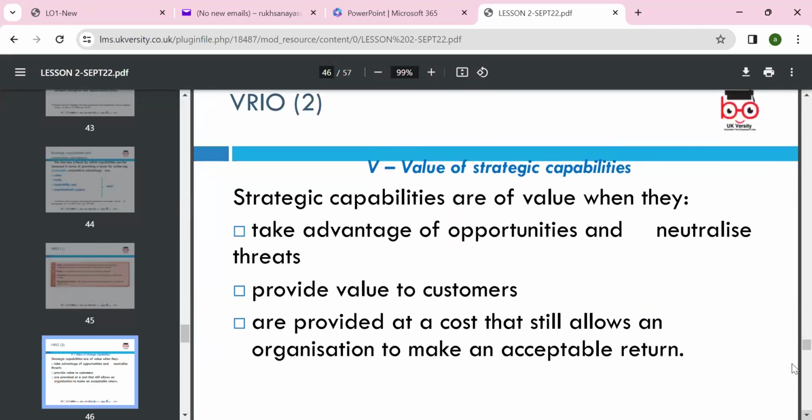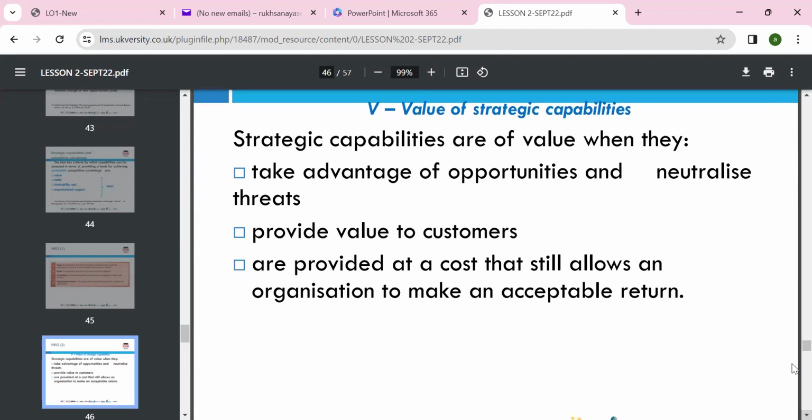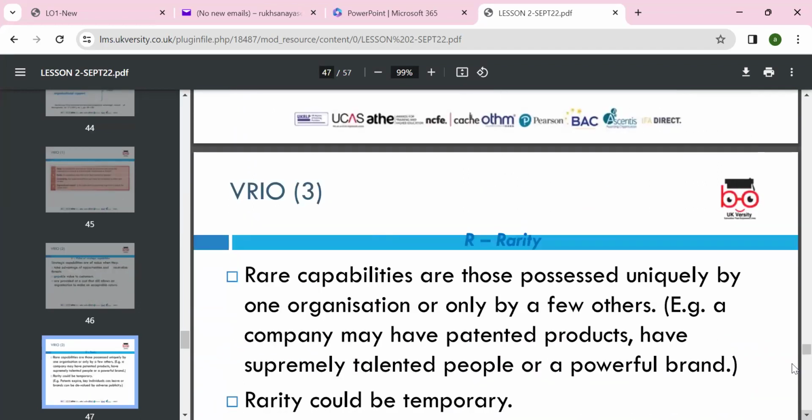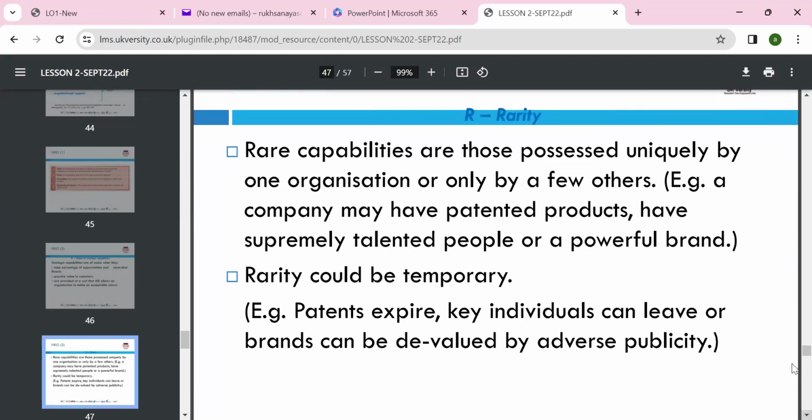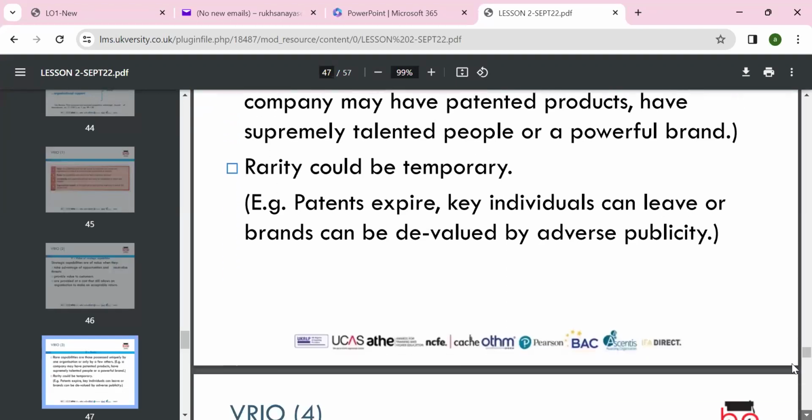Okay, this VRIO model is quite good. Capabilities are valuable when they take advantage of opportunities, neutralize threats, and provide value to the customer, and provide it at a cost that allows the organization to make a profit. Rare capabilities are those possessed uniquely by one organization or by a few others. Rarity could be temporary, such as patents, copyrights and things like that.